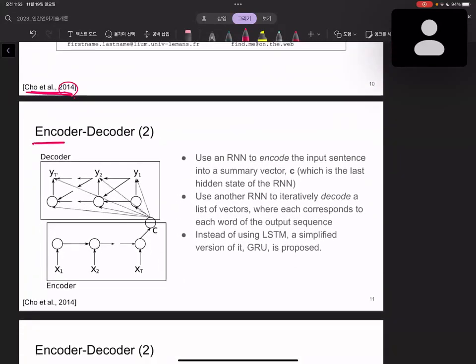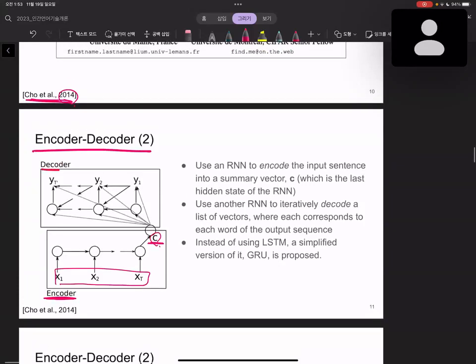So what is the encoder-decoder? There are two RNNs, and one RNN encodes the input x1 to xt into one single vector C. And then using the C, this decoder generates the predictions.